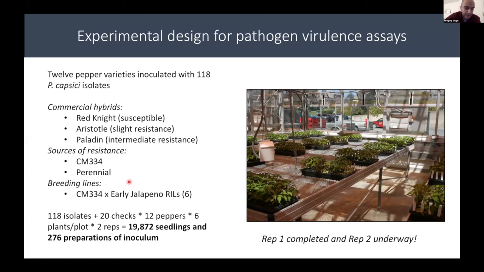And then we also included 6 lines from a cross between CM334 and the jalapeno variety, Early Jalapeno, as well as Early Jalapeno itself. So in all, to inoculate these 12 different pepper varieties with 118 isolates, we did this in 2 reps, and each experimental unit that we evaluated was 6 seedlings. This ended up being around 20,000 pepper seedlings. So it's been a project that's taken a little bit of time. It's been a team effort, but the data is not 100% finished being collected. So I'm going to present just the results from Rep 1, with Rep 2 currently being underway.